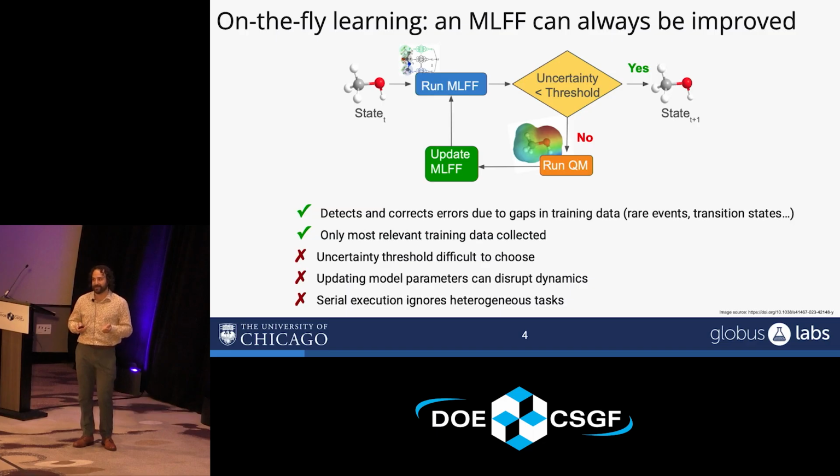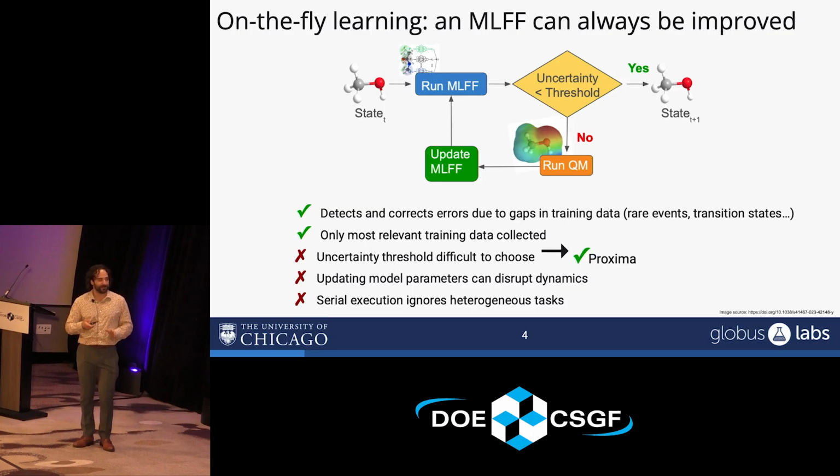But there are several disadvantages. Right? It's not always so clear how to choose this uncertainty threshold, and it may not even have a clear physical meaning. Updating the model parameters during the run of the simulation can also disrupt the sensitive dynamics that we're trying to model. And also, I've outlined a serial paradigm for doing this on-the-fly learning, but you may notice that we're running quantum mechanics, we're updating a force field by training a machine learning model. These are very different computational tasks with different resource profiles. They should really be done on different hardware. So what I've outlined here ignores that.